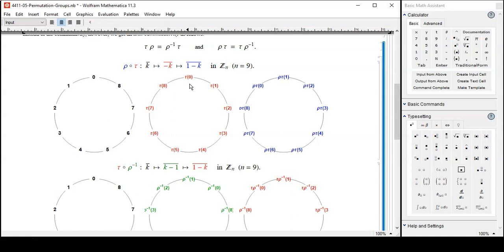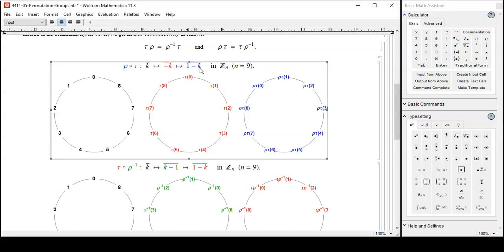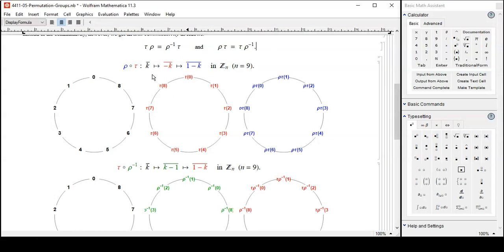And then take the rotation. 0 comes here in 1's place, and then we have reverse orientation, clockwise direction. Algebraically, we can write like this. In Zn, k bar goes to negative k bar, that's flipping, and then plus 1, that's rotation. So negative k plus 1 bar.